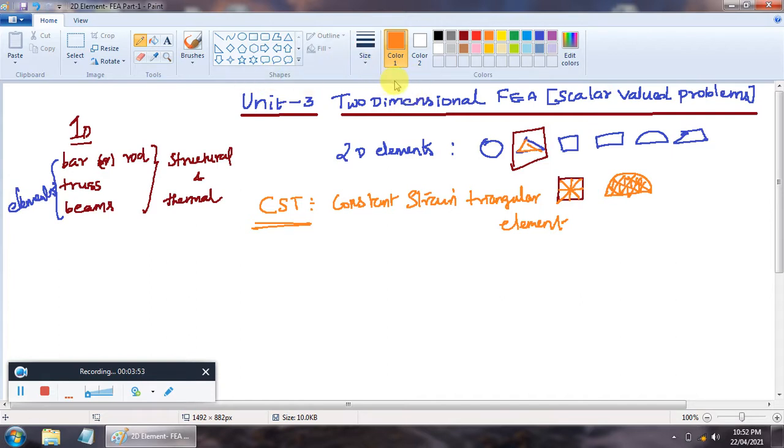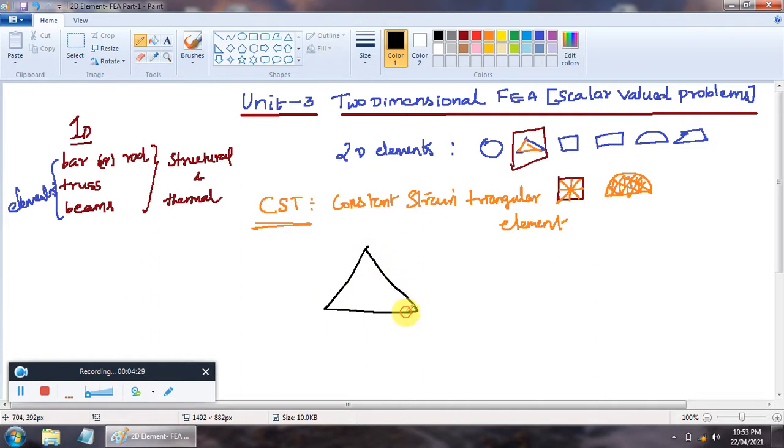How we do the analysis: finding the elemental matrices, then assemblage of those, then global matrices, and substituting in the finite element equation. All those steps are followed here also, but here we are dealing with a two-dimensional element called a triangular element. So what is this constant strain triangular element?